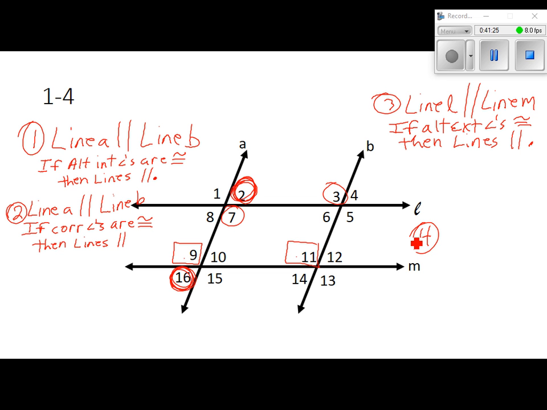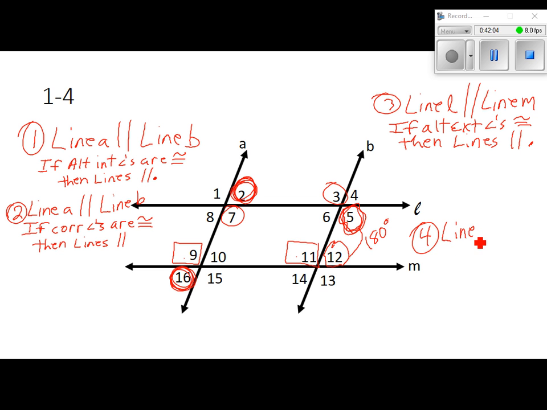What's the next one say? Angle 5 plus angle 12 is equal to 180. Those 2 add up to 180. Well, if they add up to 180, that means they're what kind of angles to each other? Consecutive, supplementary. Consecutive interior angles should be supplementary? Yes. What transversal gives us 5 and 12? B, so we're getting rid of A. Line L is parallel to line M.